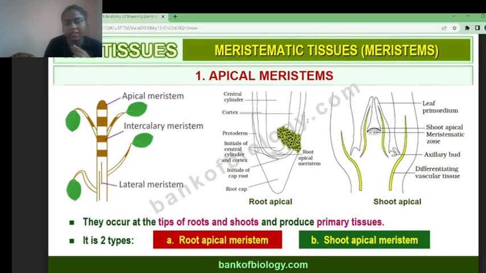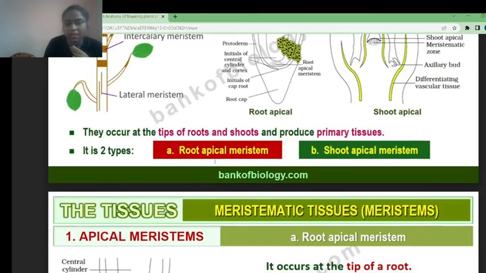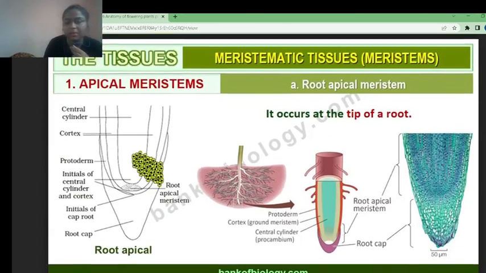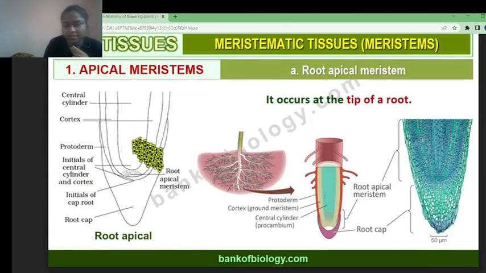We already saw in the root zone that there is a meristematic region near the root cap. There the apical meristem is present, and at the shoot also the apical meristem is present. Now you can see this is the leaf. Here the shoot apical is there, and this is the meristematic zone. It's of two types, root and shoot. First we'll study the root apical. This is the structure of root, which you have already studied. You can see this is the root cap, and this is the root apical meristem.